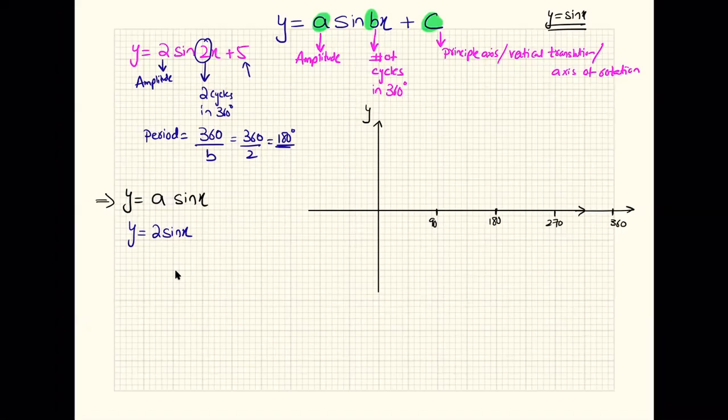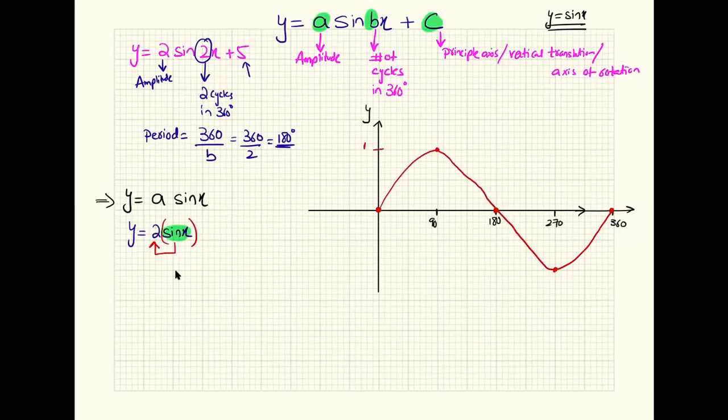So sin x, sin 0 is 0. Remember, sin 90 is 1. Sin 180 is 0. Sin 270 is -1, and sin 360 is 0 again. This is the graph of y equals sin x. Okay, I have drawn sin x. Now, if I want to draw y equals 2 sin x, what is happening to the values of sin x? It is being multiplied by 2.